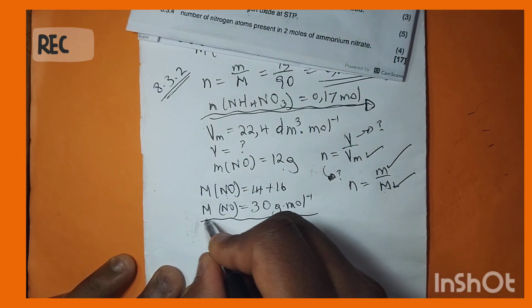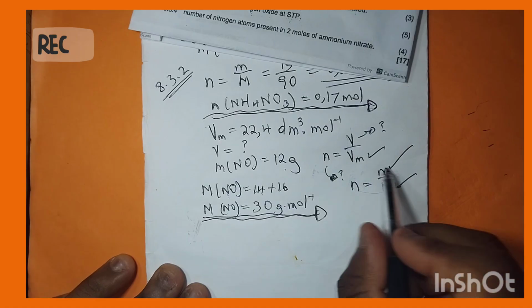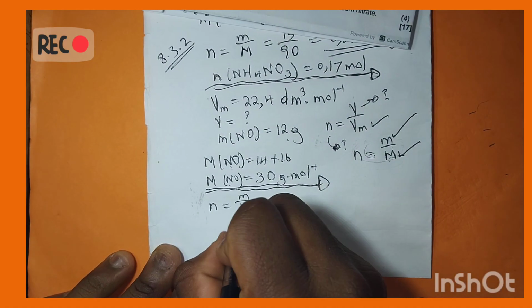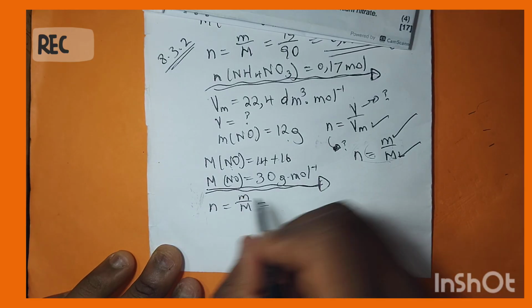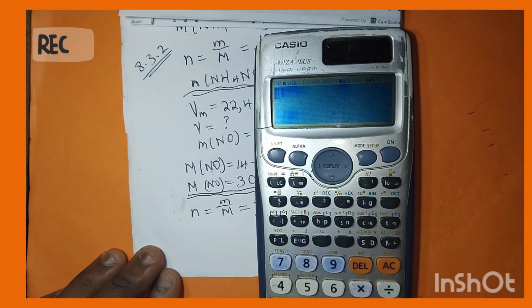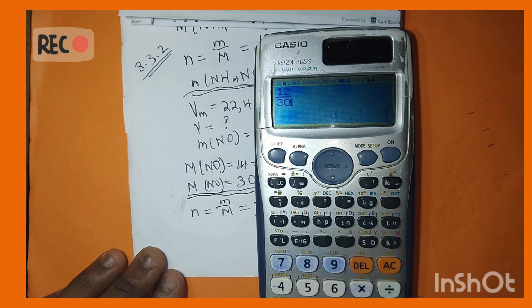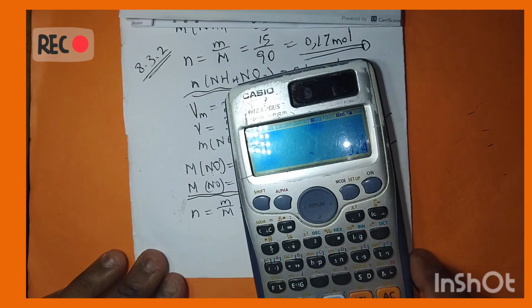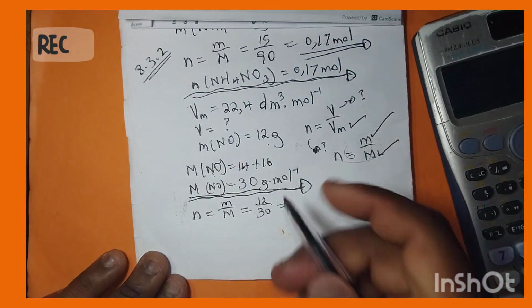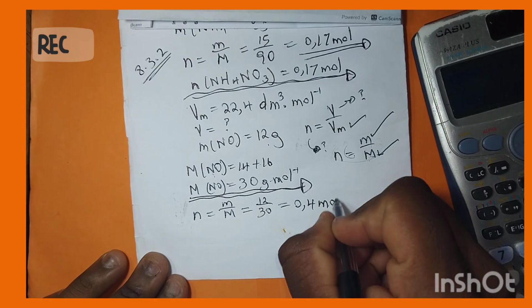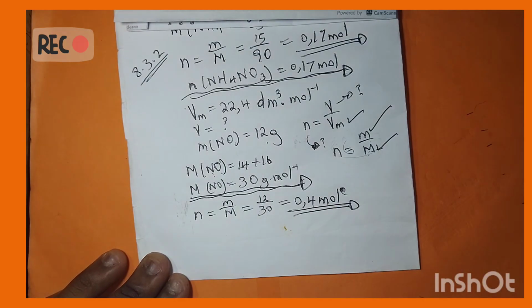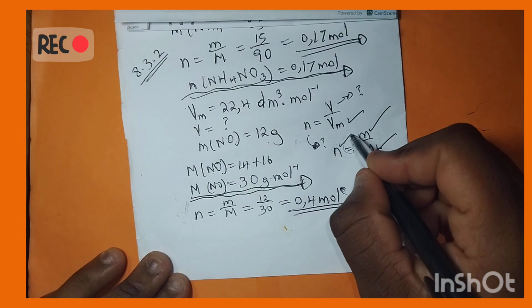So now we know this. It means we can use that equation: moles of this thing will be 12 divided by 30. Using your calculator, 12 divided by 30, as you can see, you get 0,4, meaning this is 0,4 mole. Do you see? Yeah.